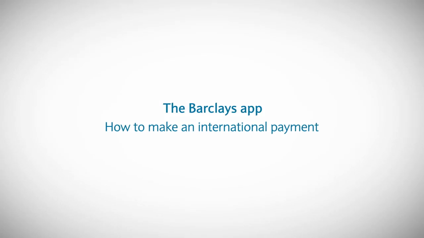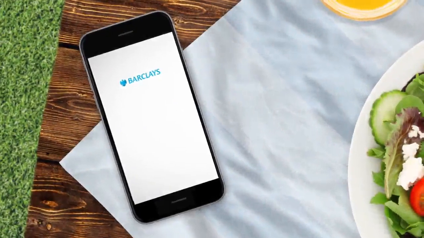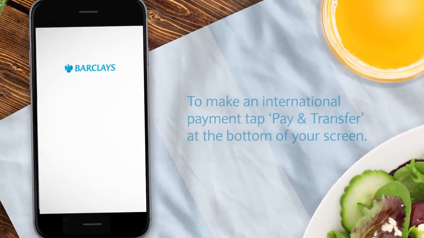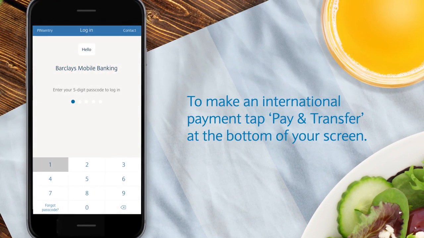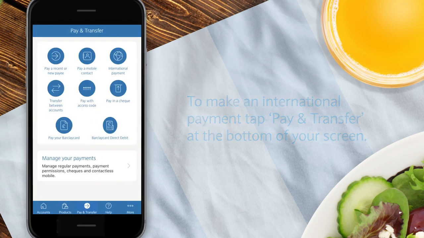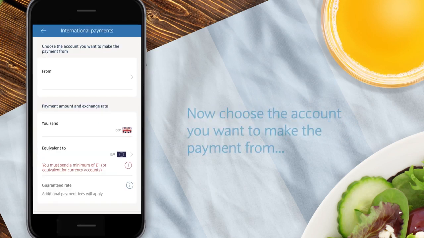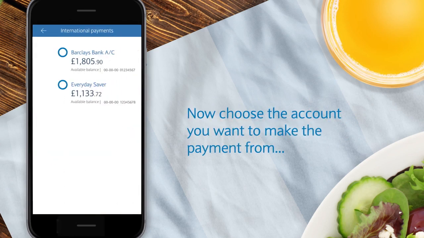The Barclays app. How to make an international payment. To make an international payment, tap Pay and Transfer at the bottom of your screen. Next, select International Payment. Now choose the account you want to make the payment from.